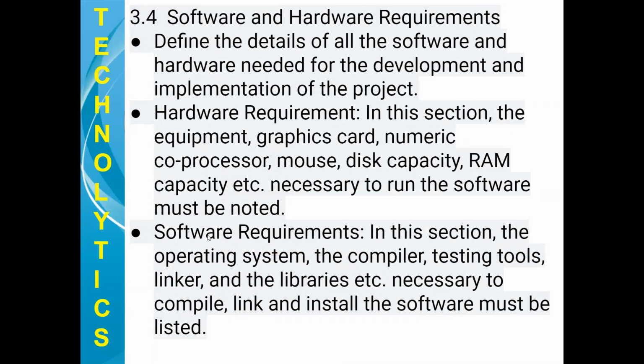requirement. Next is software requirement. Here in this section, the operating system, the compiler, testing tools, linker, and the libraries, etc. necessary to compile, link, and install the software must be listed. तो सॉफ्टवेयर को कंपाइल करने के लिए, लिंक करने के लिए या इंस्टॉल करने के लिए जो भी कोई और भी सॉफ्टवेयर लगेंगे, तो गाइस यू हैव टू मेंशन द लिस्ट अंडर द टॉपिक software requirements.